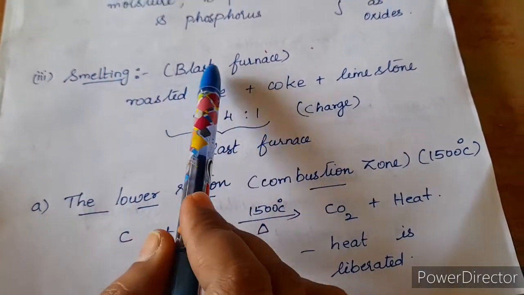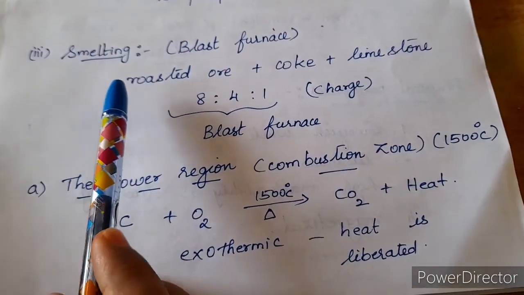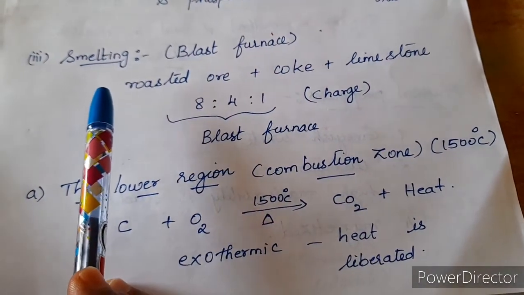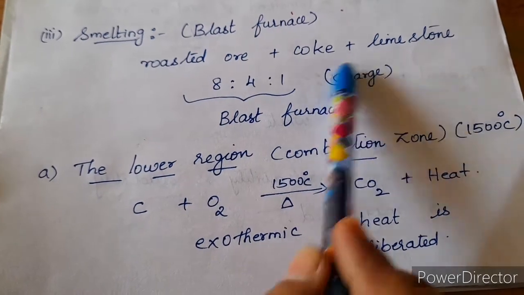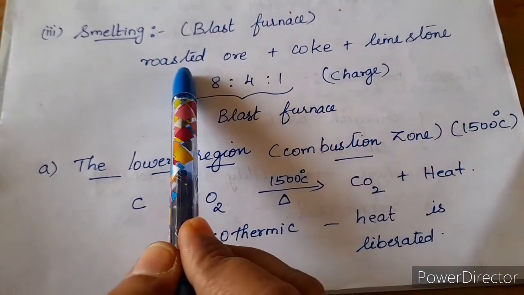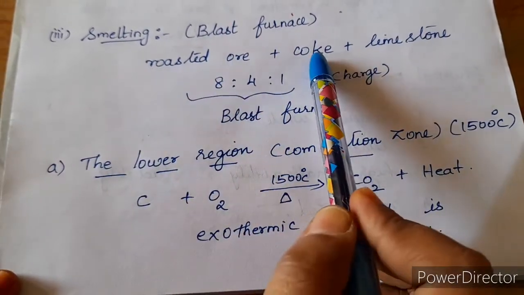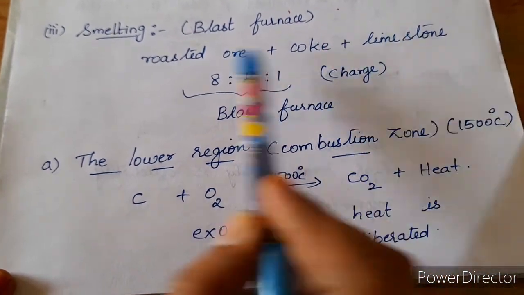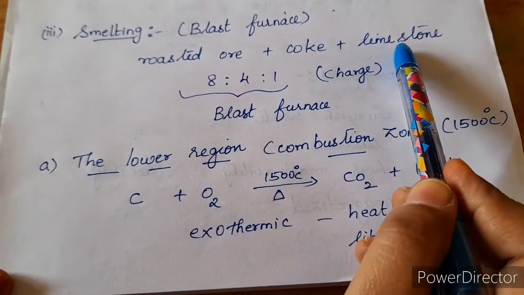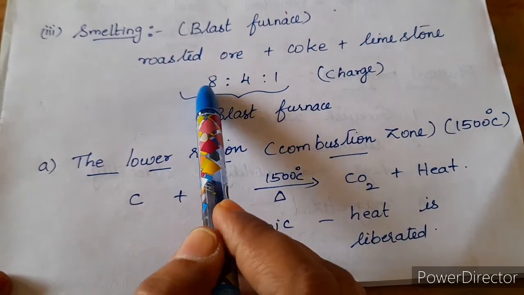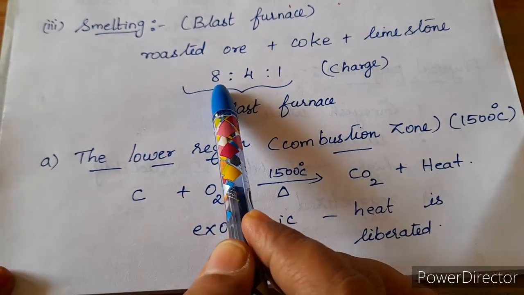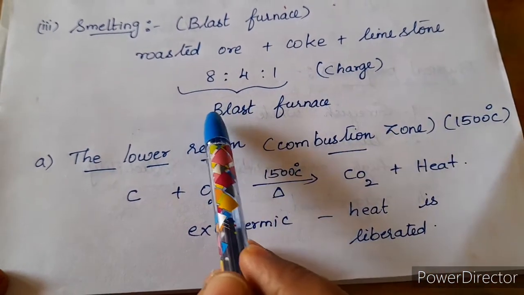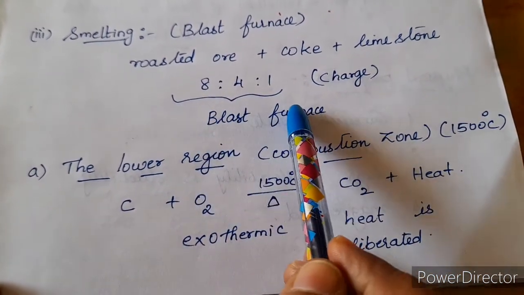The smelting process takes place in the blast furnace. Now the charge. What is the charge? Charge is nothing but the mixture, isn't it? What does this charge consist of? The mixture consists of the roasted ore, coke and limestone, and these three materials are taken in the ratio 8:4:1. So this mixture is called the charge and it is fed into the blast furnace.